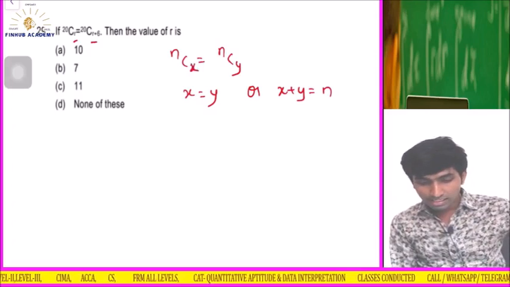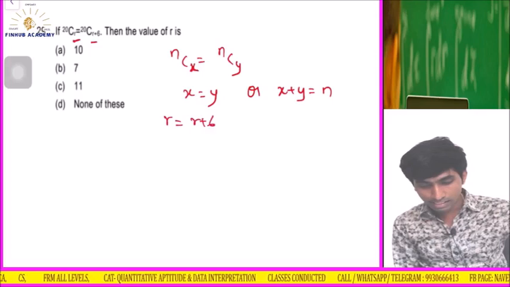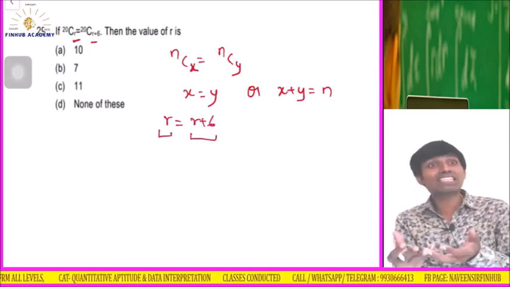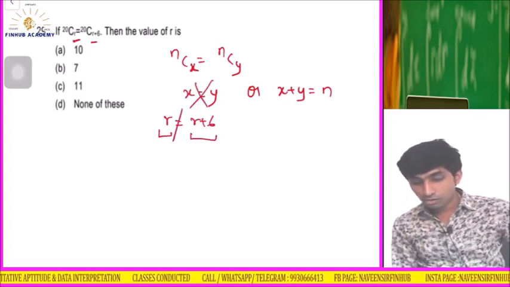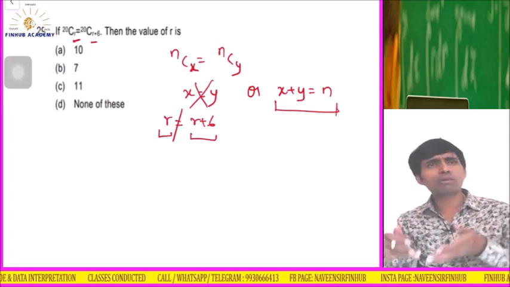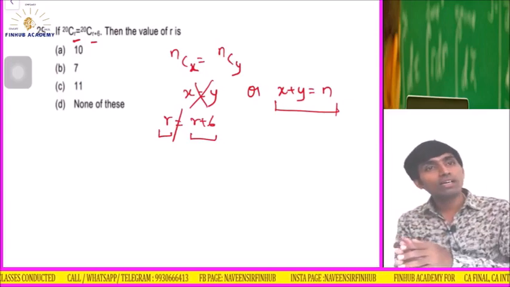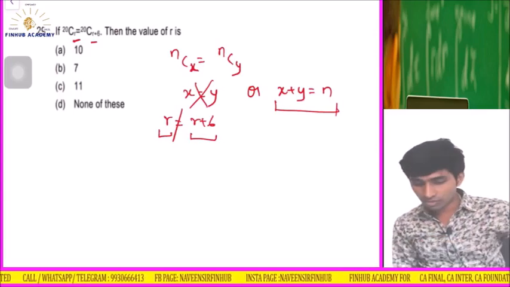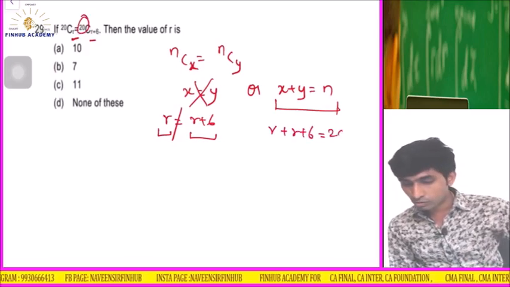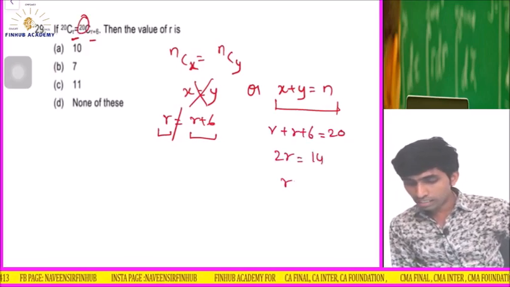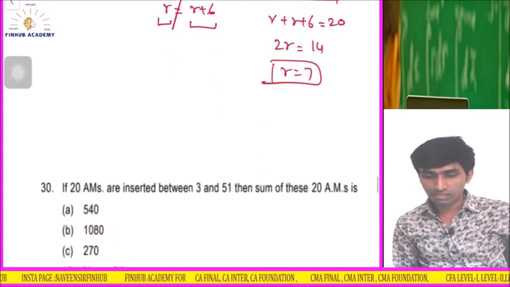Now understand, here if x is equal to r and y is r plus 6, r can't be equal to r plus 6, so this is violated. So this is not the relation. That means the other is the relation. This is the property, nCx is equal to nCy. In that case, x is equal to y or x plus y is equal to n. So let us try this. x plus y is r plus r plus 6 is equal to n, which is 20, so 2r is equal to 14, r is equal to 7. So my answer is B. Simple question this is, fine.